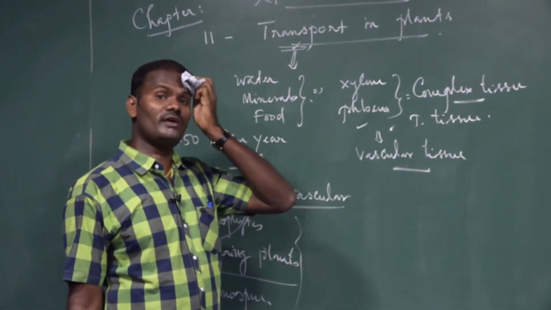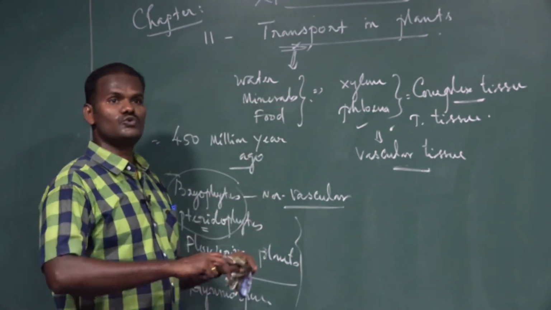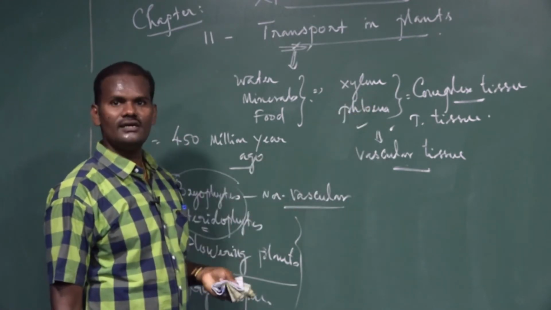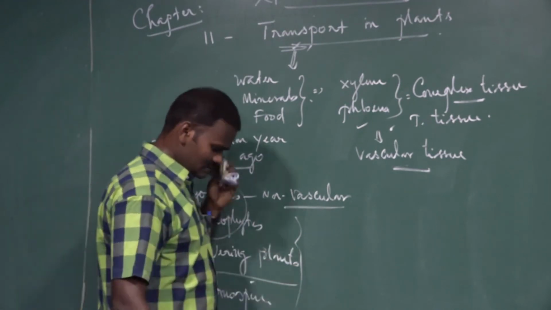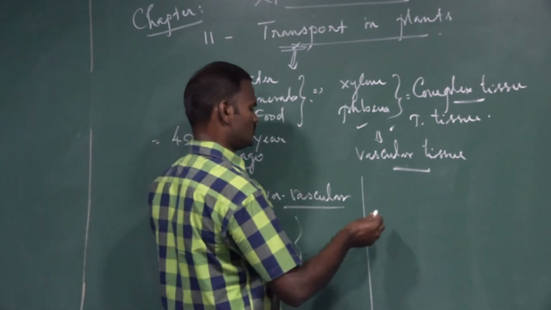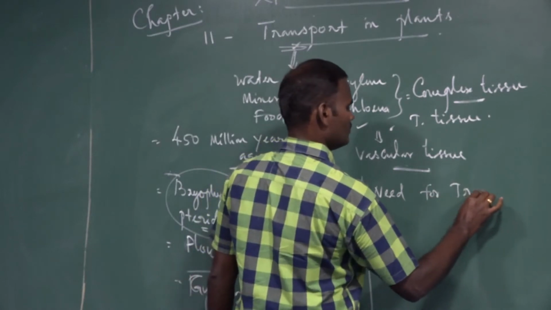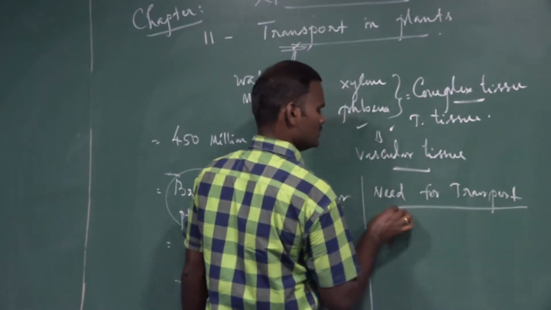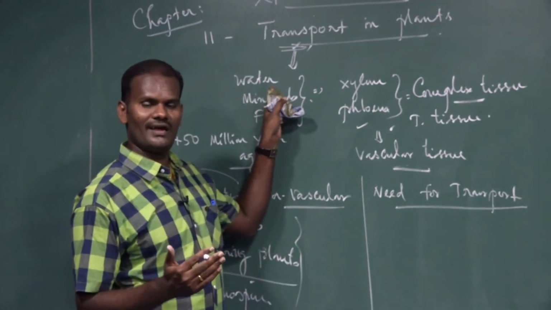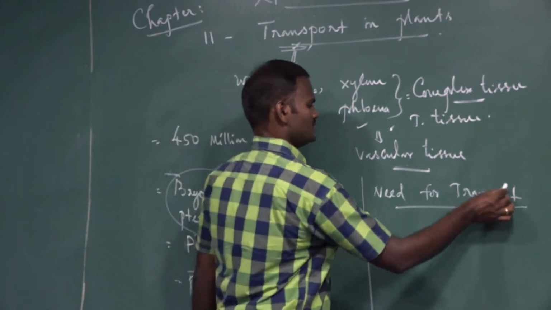So xylem and phloem play an important role in the transportation of water and minerals to distribute them to all parts of the plant body. This is the evolution of xylem and phloem. The next question: what is the necessity, what is the need for transport? What is essential for transport? Why do plants transport water and minerals to all parts of the plant body? See, transport is essential.